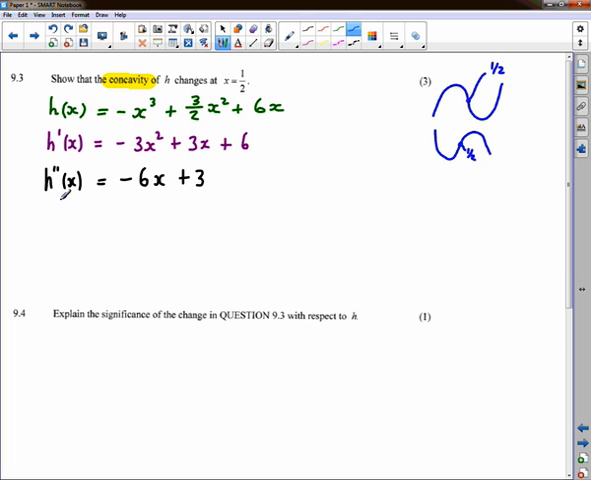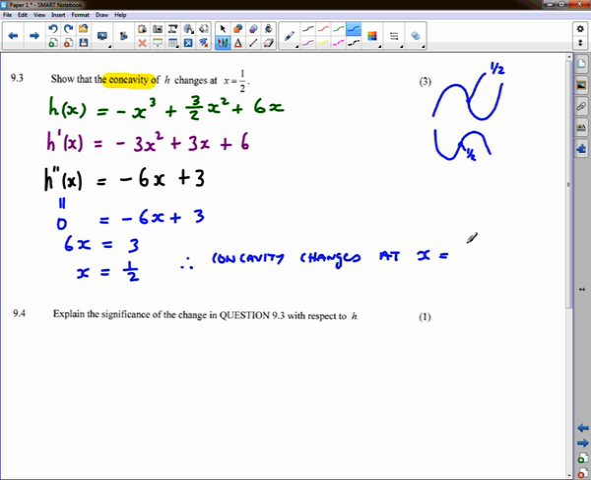I'm going to force the second derivative to equal 0, because when your second derivative equals 0, that is where your point of inflection happens. And that is where your concavity is going to change. So let's go and solve this equation. And we'll get 6x equals 3, x equals a half. And so therefore we can conclude that the concavity changes at x equals a half. Because at x equals a half, we've got a point of inflection.